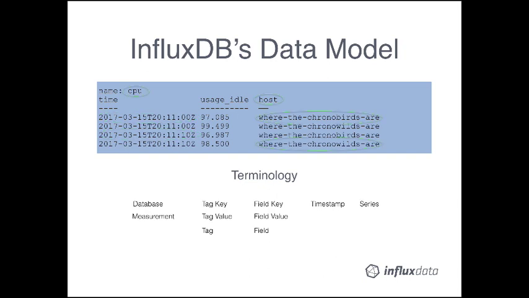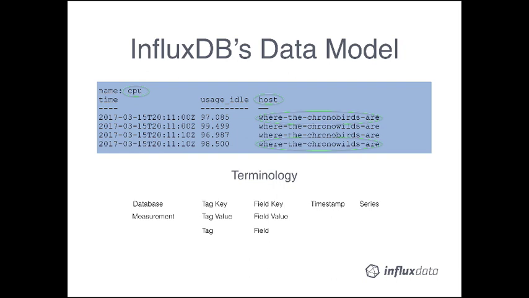Now we're getting to one of the most important parts of the InfluxDB data model, the series. A series is made up of the unique measurement, tag key-value pairs within a database. In this table, we have two series. The first is where the measurement is CPU, and the tag is host equals where the chronobirds are. The second series is where the measurement is CPU, and the tag host equals where the chronowilds are.